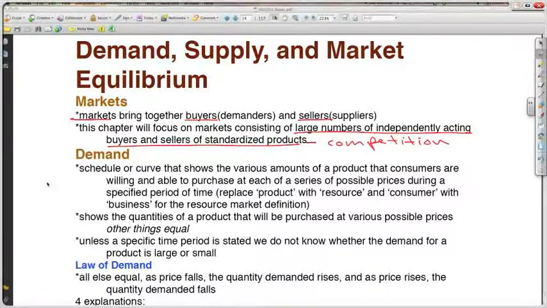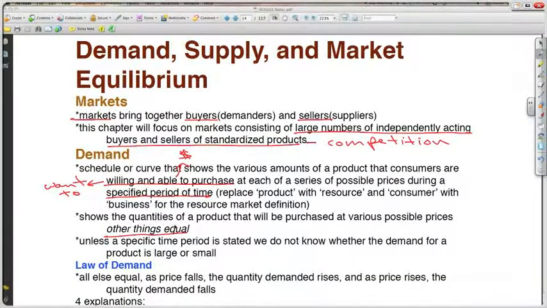So demand is just a schedule or curve that shows the amounts of a product that people are willing and able to purchase. Willing means that they want to, and able means that they've got the money to do it. They have the income, the dollars in their pockets that are at least or greater than the amount that's needed to take that item home with them. And then we're always going to specify a period of time, so we hold time constant. Remember, it goes along with this idea of ceteris paribus, or other things equal.